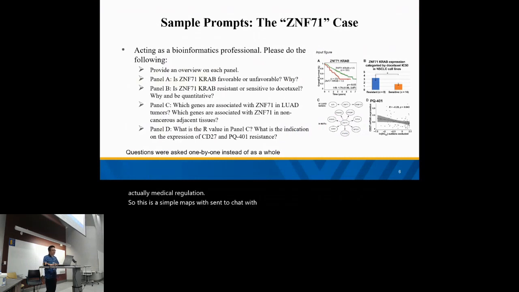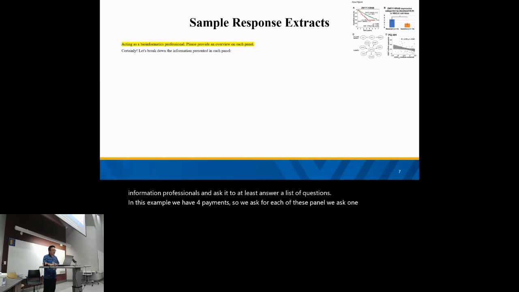We first ask GPT to behave as a professional bioinformatician and answer a list of questions. In this example, we have 4 panels, so for each of these panels we ask one question. This slide shows a sample response from GPT-4.